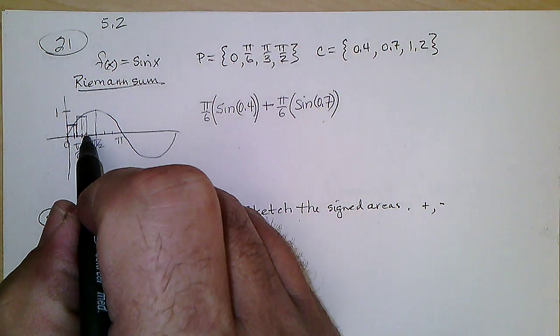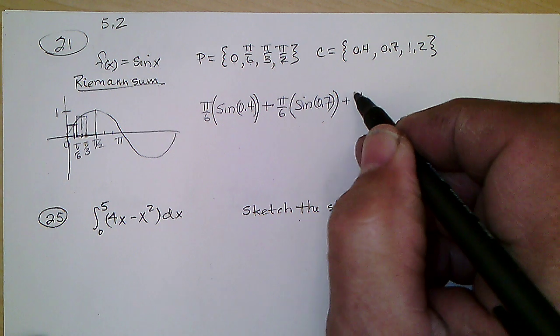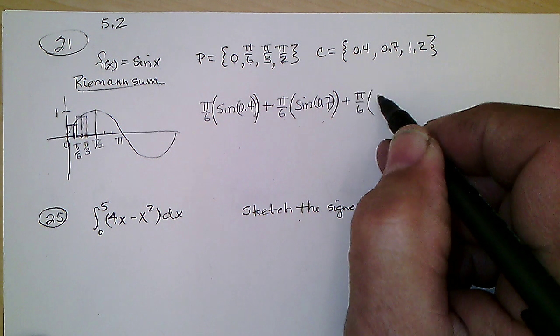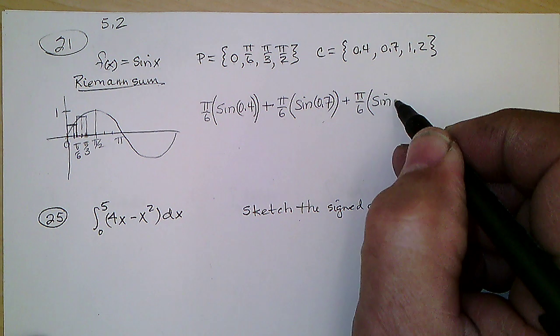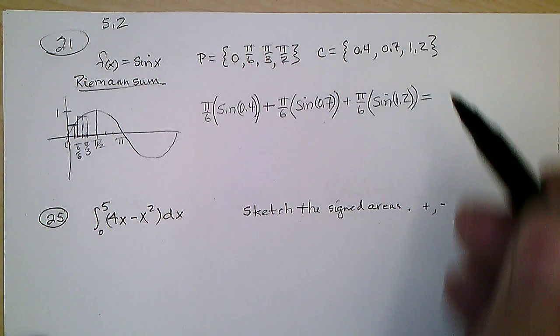And then for the third rectangle, I'm going to use 1.2. It's still a width of pi over 6. The height will be the sine of 1.2. And then I just got to work that out.